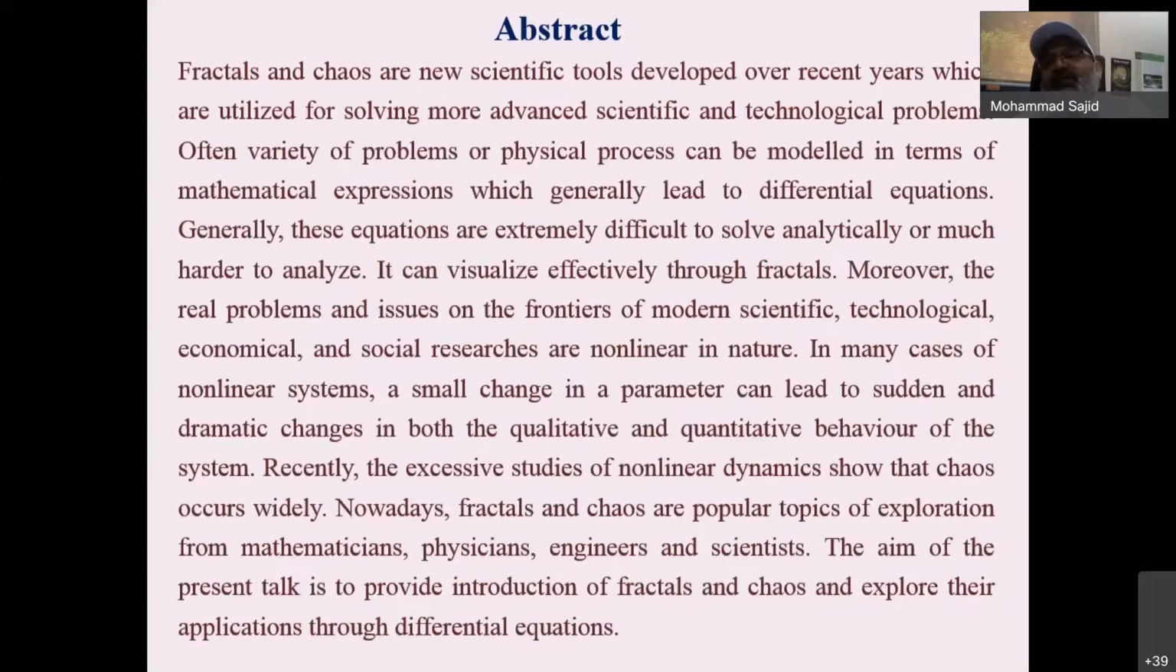So as we know, fractal tools have developed over recent years, and are utilized for solving more advanced scientific and technological problems. So these are not very old tools. These are new. Often a variety of problems of physical processes can be modeled into operations, which generally lead us to think of differential equations.